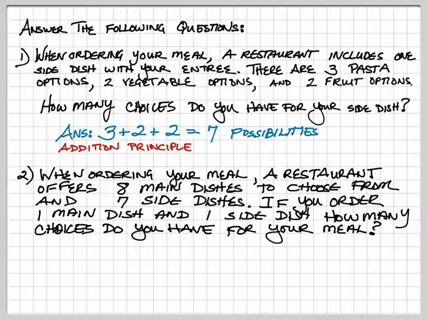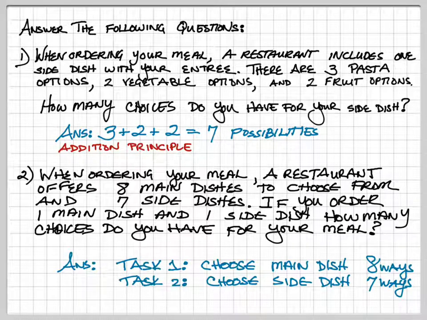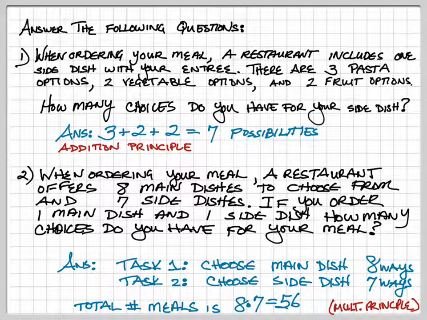Welcome back. Did you get as your answer 56 ways? Because there are 8 ways to complete the task of choosing a main dish, and there are 7 ways of completing the task of choosing a side dish. So 8 times 7 is 56, and there are 56 different meals that can be created at that restaurant.